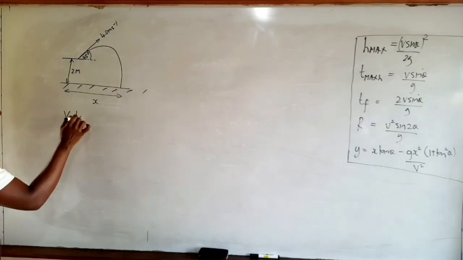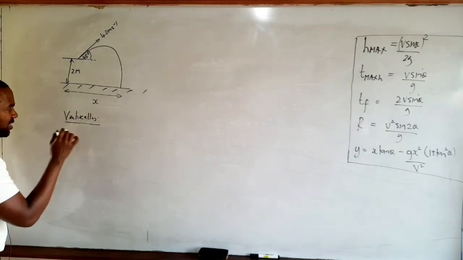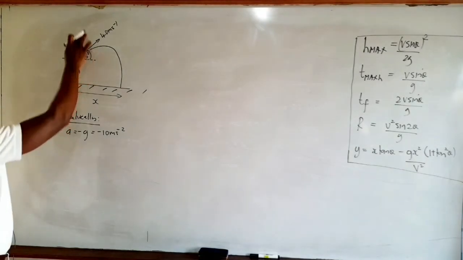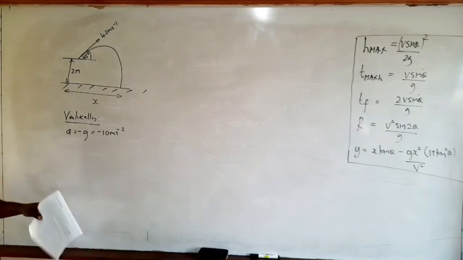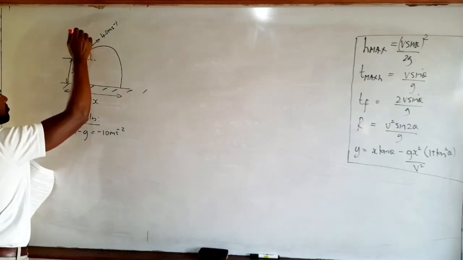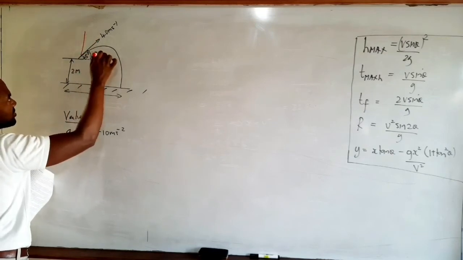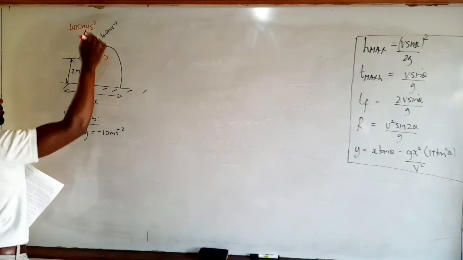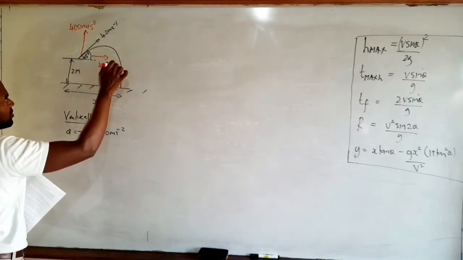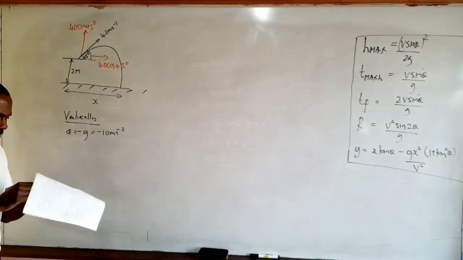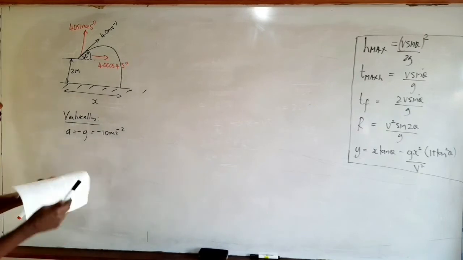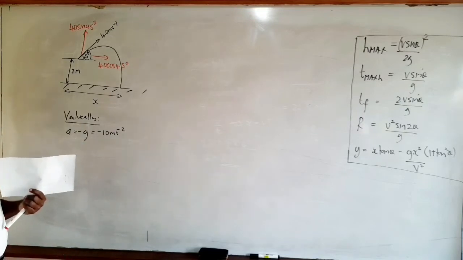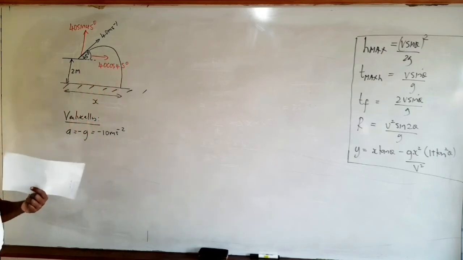Vertically, we know that a is equal to minus g, which is minus 10 meters per second squared. The body's velocity will have a vertical component and a horizontal component. The vertical component would be 40 sine 45, and the horizontal component will be 40 cos 45. These two will be equal because 45 degrees is its own complement. Remember that complementary angles add to 90 degrees.